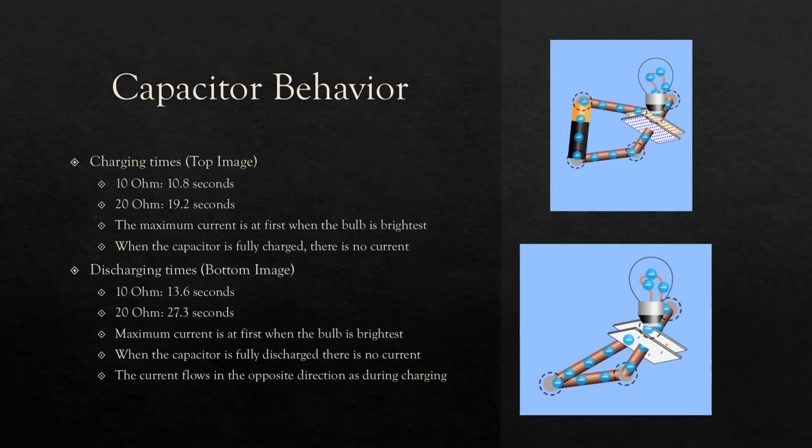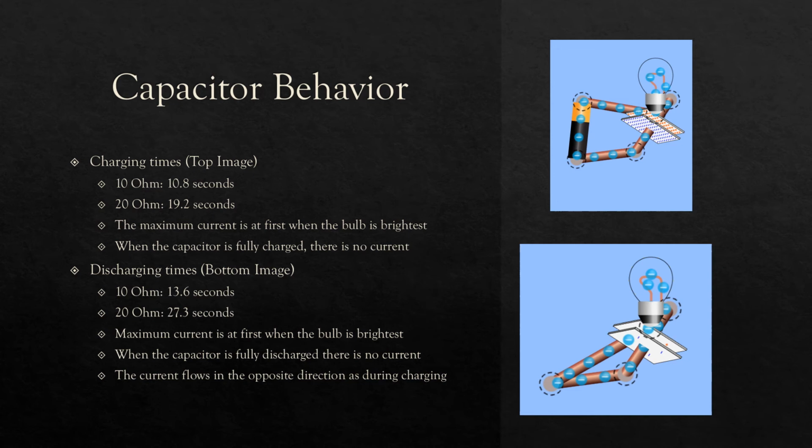Charging times. In the top image on our right, this simulates charging, and we get 10.8 seconds for a 10 ohm bulb, and we get 19.2 seconds for a 20 ohm bulb. That's how long it took for the capacitor to charge. And we could tell this because the brightness of the bulb went from fully lit to dim and then completely off. The maximum current is at first when the bulb is brightest. When the capacitor is fully charged, there is no current.